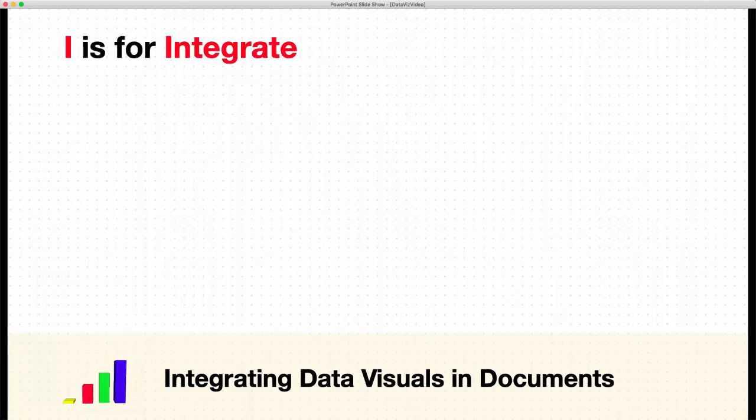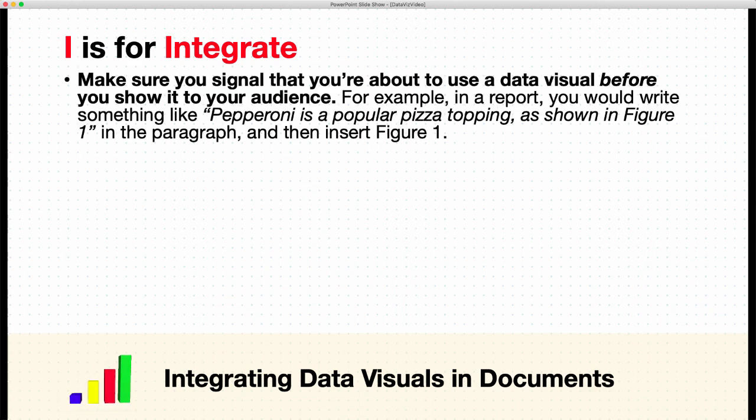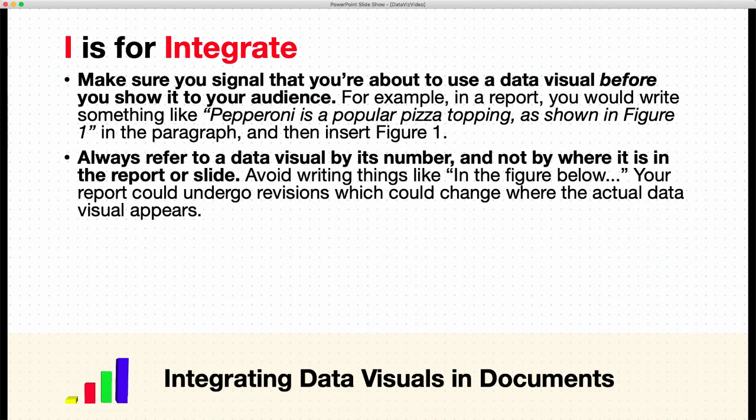I is for integrate. And this is what we do to integrate data visuals into our own work. You want to signal that you're about to use a data visual before you show it to your audience. So say you're in a report and you need to write something in there before you actually drop your data visual in. So you'd say something like, pepperoni is a popular pizza topping as shown in figure 1. You do that first and then you insert figure 1. You always want to refer to a data visual by its number and not where it is in the report or in the slide deck.